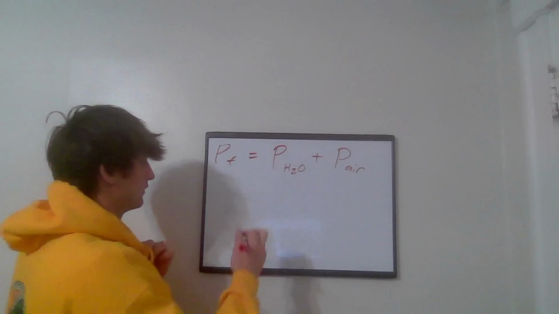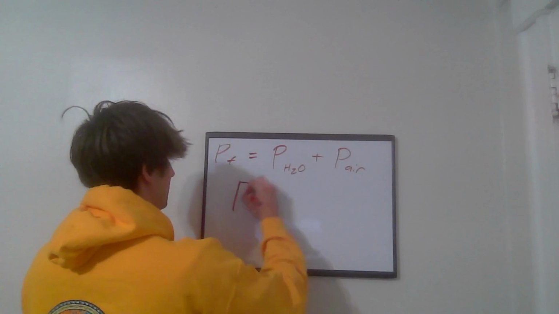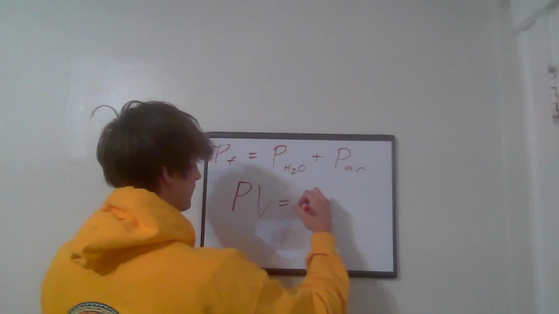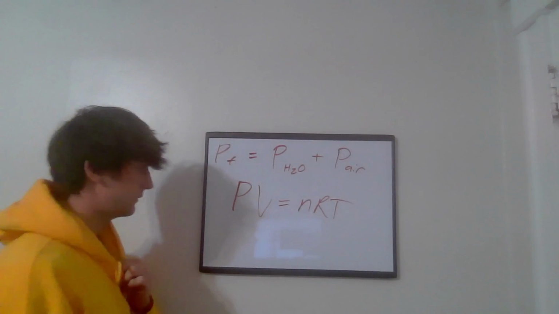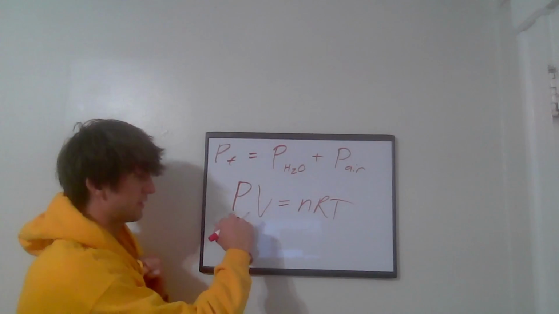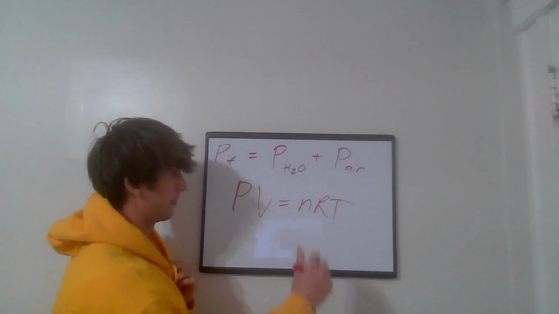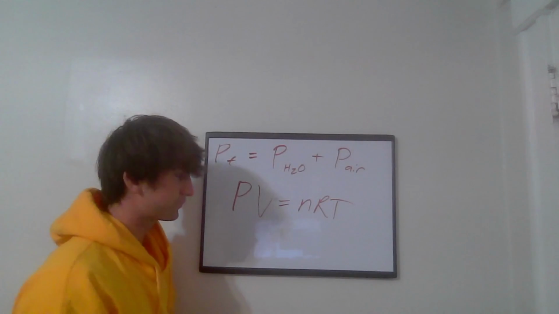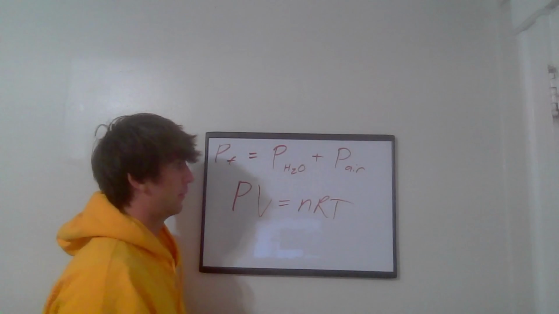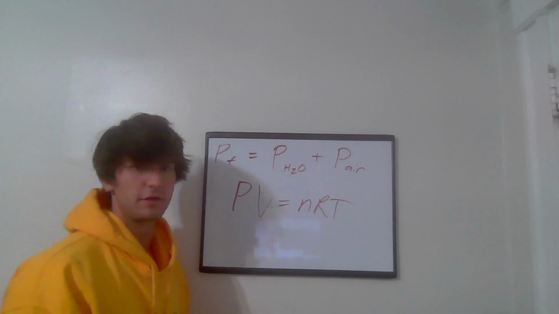And we're also going to use the equation PV equals nRT. This is to do with pressure, volume, temperature, and everything in between. So these two equations are going to help us immensely in the future.